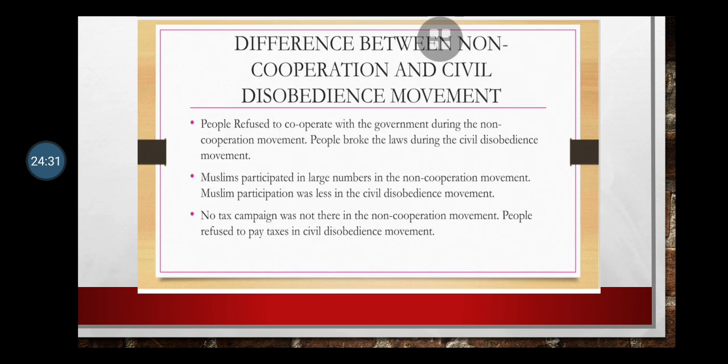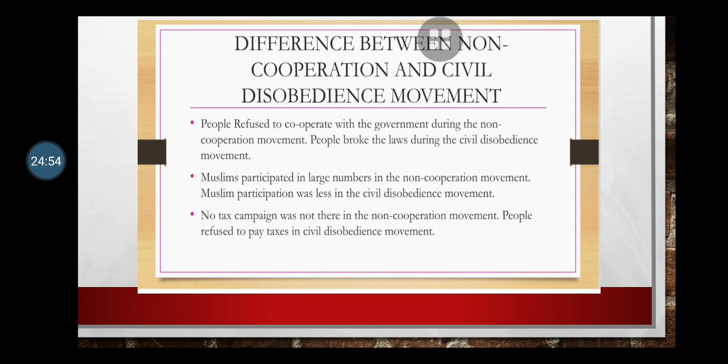Difference between non-cooperation and civil disobedience movement. See, the basic difference is that in non-cooperation we just stop cooperating with the government, and in civil disobedience we start breaking the law, we start violating the law. So let's just go through the main points. People refuse to cooperate with the government during the non-cooperation movement. People break the laws during the civil disobedience movement.